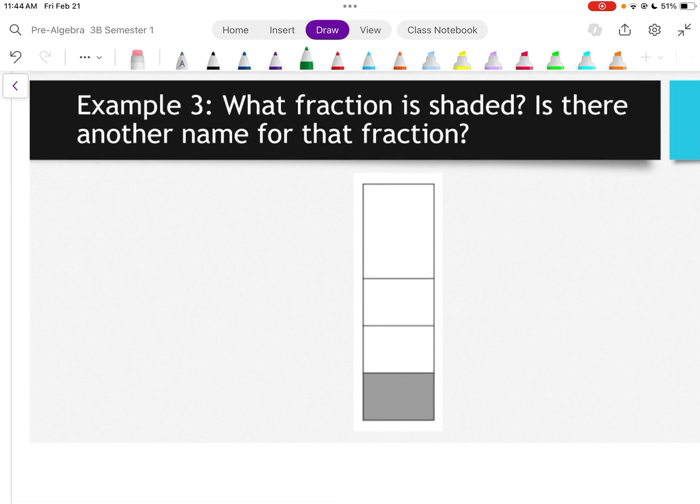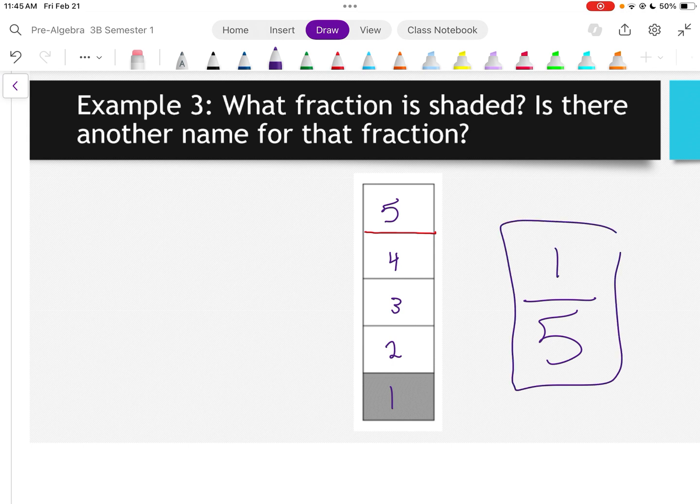Okay, example 3. What fraction is shaded? Is there another name for that fraction? So if we look at this one, not all of the parts are equal to each other. So we can split this one on the top, and now they're all the same size. That line wasn't very good. It doesn't have to be perfect, but if we were to add a line there, they would be all equal parts. So now we have a total of 1, 2, 3, 4, 5 parts, which means our denominator is 5 and only 1 was shaded. So 1 over 5 would be our fraction.